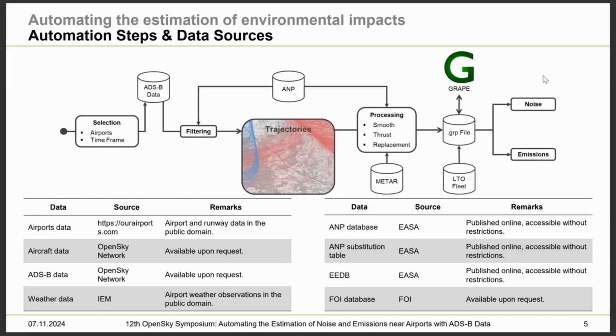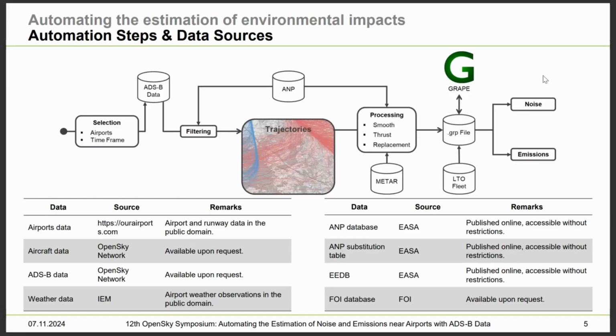So what data are you using? The OpenSky network, of course. Aircraft data from the OpenSky as well. Airports data we access based on the traffic library, which I think uses OurAirports. Weather data from the IEM to get METARs, that is like every half an hour weather reports at airports.